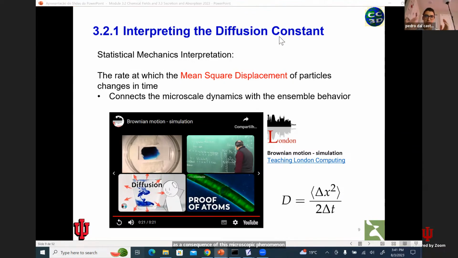Okay, so in statistical mechanics, the interpretation is that the mean square displacement of particles changes linearly with time. And this, by the way, is the definition of the diffusion constant for single particles. So for single particles, you can measure a diffusion constant, which is the mean square displacement of the particle over 2 times the time interval.